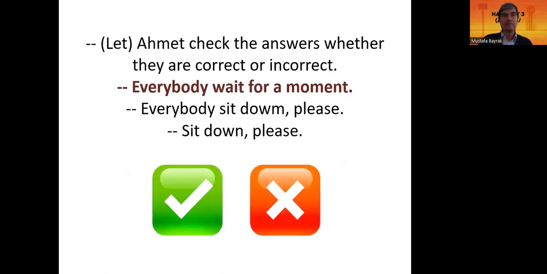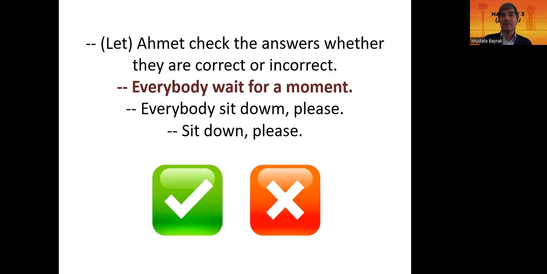Okay. Let Ahmed check. Yes, check the answers and whether they are correct or incorrect. Yes, but it's also possible, but the intonation is important. Ahmed, check the answers whether they are correct or incorrect.